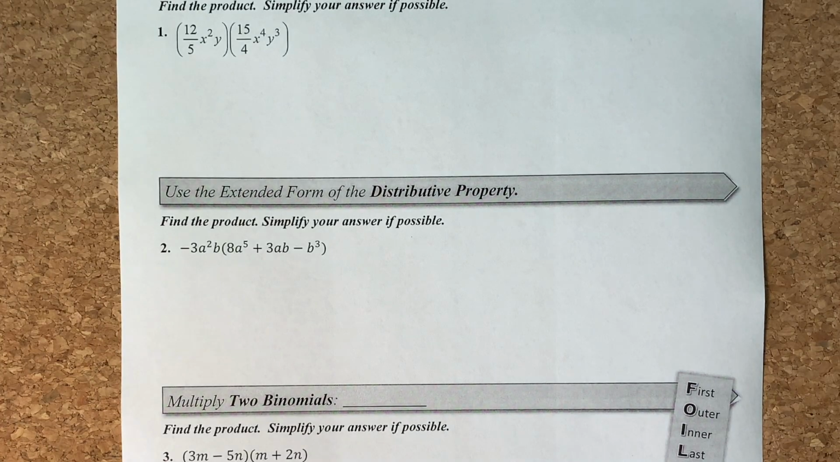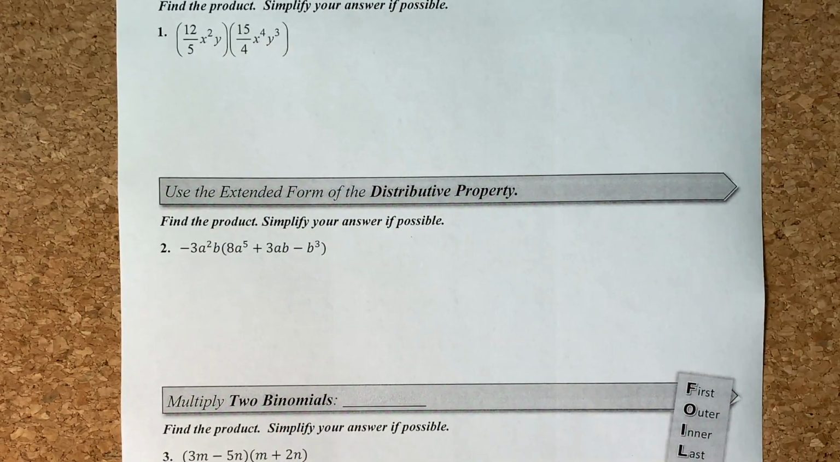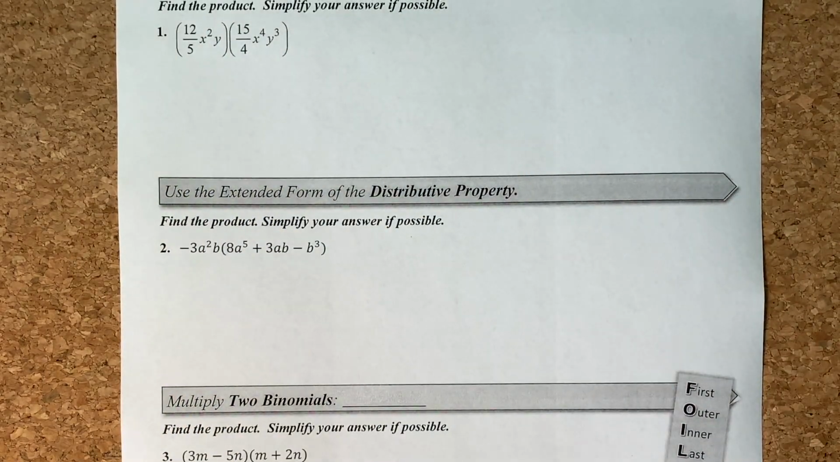Now we're going to use those laws of exponents as we work through several examples. For this first problem here, remember when we multiply quantities, we multiply like quantities. The commutative property tells us that when we're multiplying quantities, we can reorganize those quantities in any order. So I'm going to put the like quantities next to each other. The 12/5 and the 15/4 are both numbers, so I'm going to put those numbers next to each other.